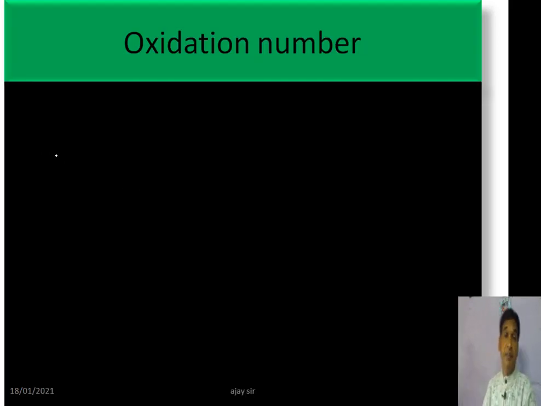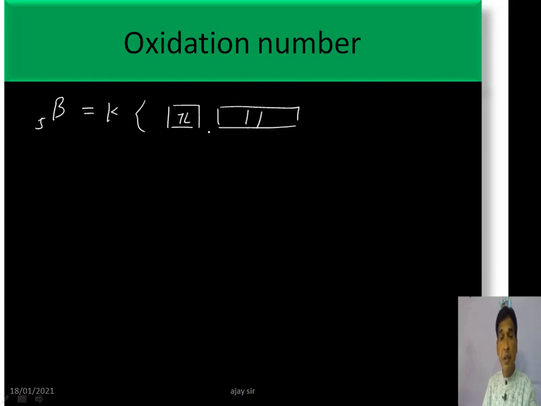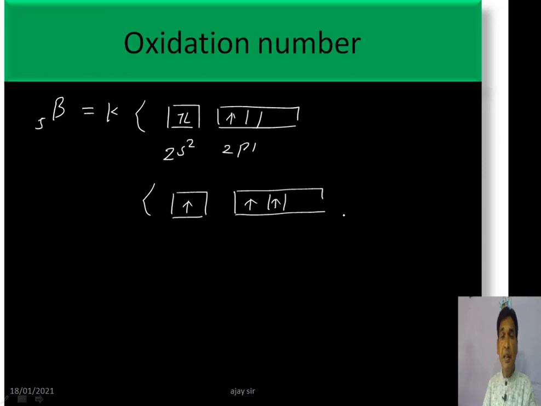Next is the oxidation number. Boron's atomic number is 5: 2 electrons in the K shell, then 2s2, and 2p1. This is the ground state, where only 1 electron is unpaired in the p subshell. But boron is trivalent and forms +3 oxidation number compounds, because the 2s electrons jump from 2s2 to the p subshell. So the oxidation number of boron or aluminium is +3.